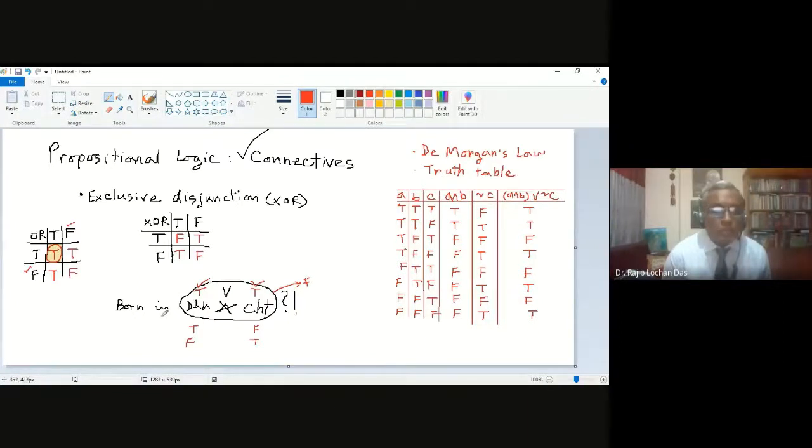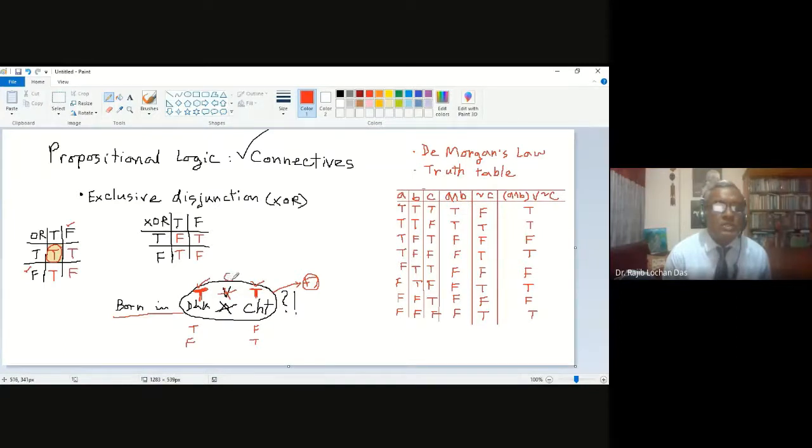Say for example, born in two places. If someone is claiming that he is from Dhaka and also from Chittagong, this is true means he was born in Dhaka, and this is true means he was born in Chittagong. If both are true, in that case you will not consider this as a true result. You will consider it a false result if you use XOR.